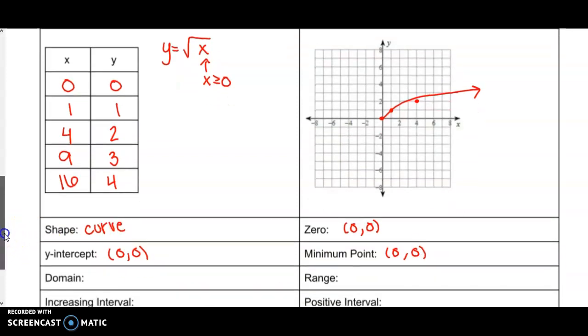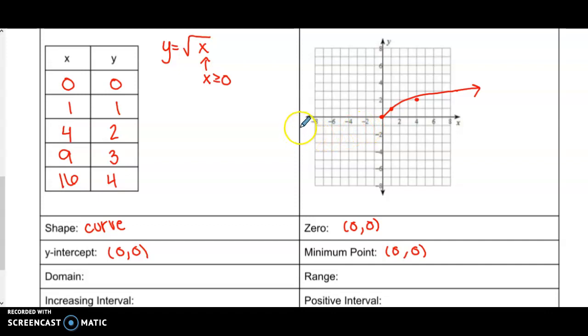All right, domain, what x values does it hit? So notice, even though negative infinity is over here, I'm not hitting any x values until this very first point at 0. Then I'm hitting everything to the right, towards infinity. So I'm going from 0 to infinity. So you can write that in interval notation. Make sure 0 gets a bracket because it is an actual point on the graph. Or you can do set notation, all x values such that x is greater than or equal to 0.